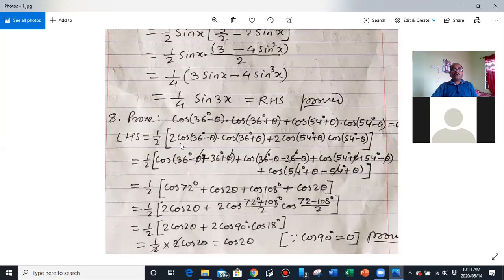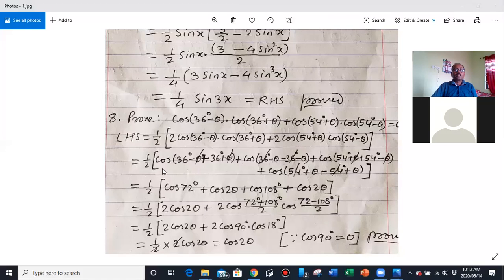Now 2 cos A cos B, you know, is cos A plus B plus cos A minus B. So write this is A. Noise is disturbing. Now it is nice, I have muted everyone.